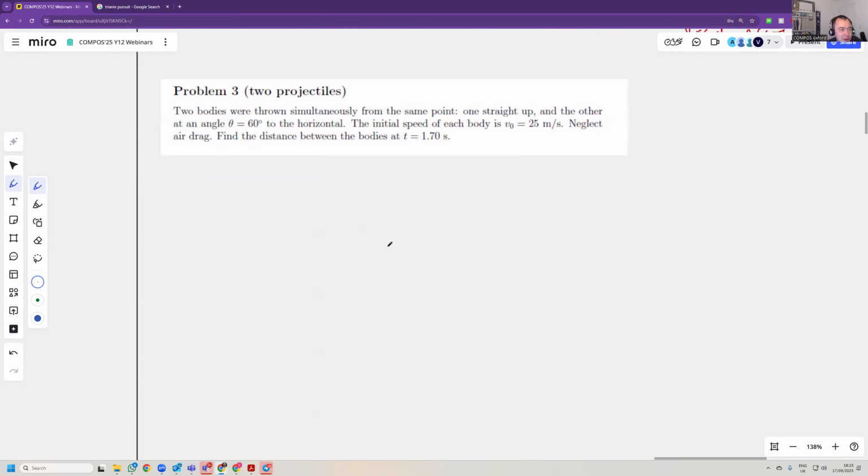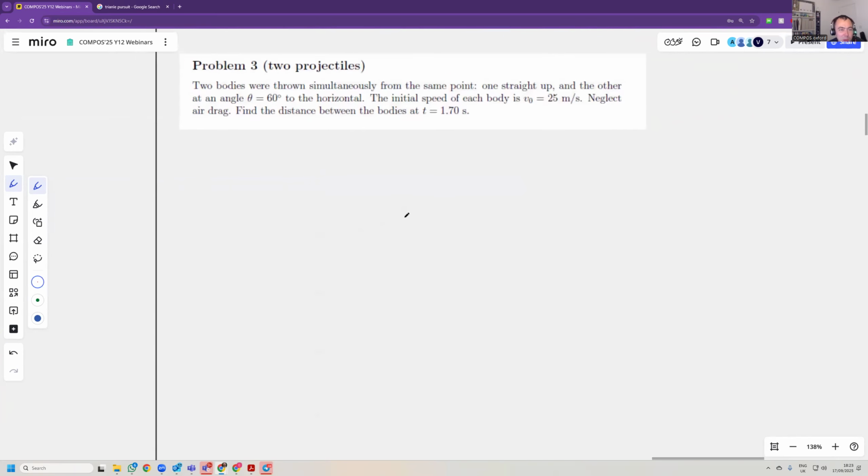Two bodies were thrown simultaneously from the same point, one straight up and the other at an angle of 60 degrees to the horizontal. The initial speed of each body is 25 meters a second. Neglect air drag. Find the distance between the bodies at time 1.7 seconds. Okay, so that's a single point.